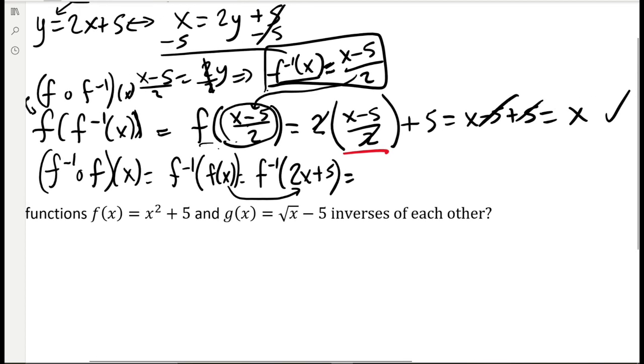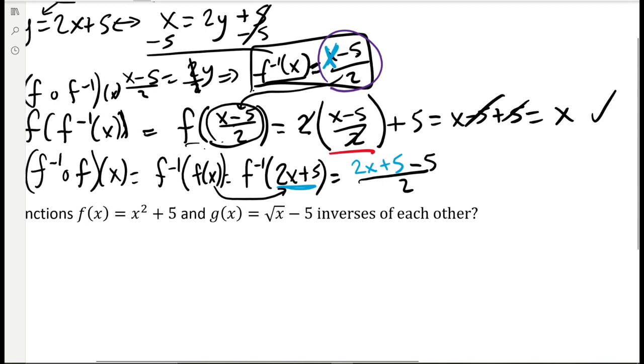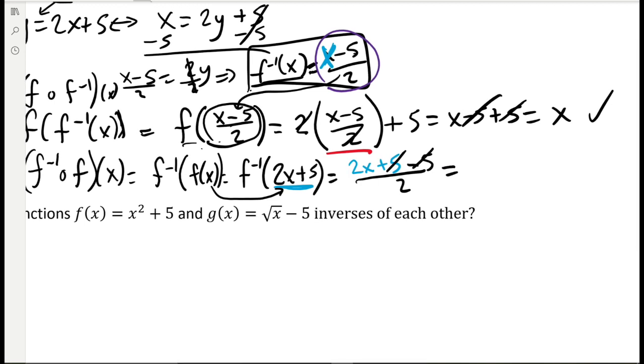So the inverse function is x minus 5 over 2, this one right here. You see this x here, we're going to replace that x with the 2x plus 5. So that x gets replaced with 2x plus 5, and then we have the minus 5 afterwards, over 2, equals. Now the 5's cancel out here, and we have 2x over 2, and then the 2's cancel out, leaving us with x. So it checks out. We know that these are definitely inverses. Okay, so a good way to check your work.